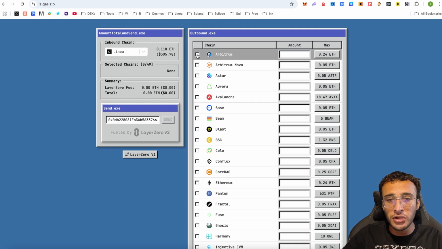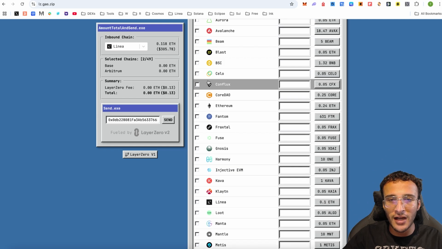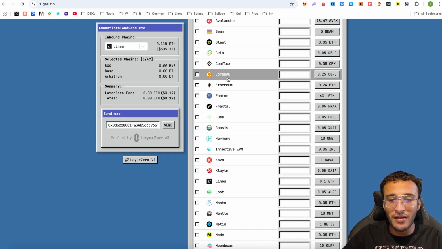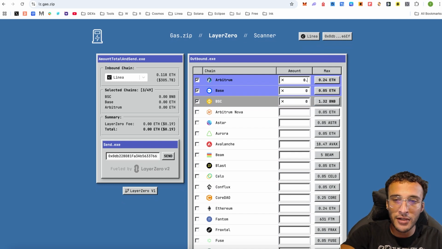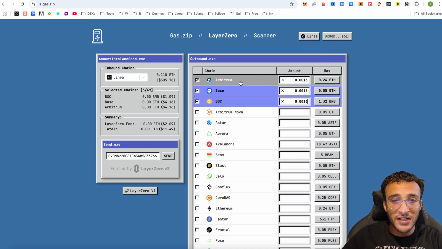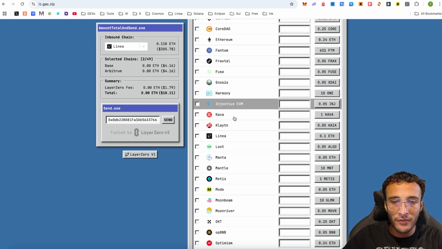For example, if I wanted to bridge to Arbitrum, if I wanted to bridge to Base, if I wanted to bridge to, I don't know, the Binance Smart Chain, I could very simply choose an amount of ETH in each section. So I don't know, if it was 0.0016 ETH in Arbitrum, 0.0016 ETH in Base, and 0.0016 ETH in BSC, you could see how much you would get in each selected chain. Now, it's probably not worth doing it on Binance because you'll see that I'll lose a few dollars on that transaction. So I'm going to unselect that one.